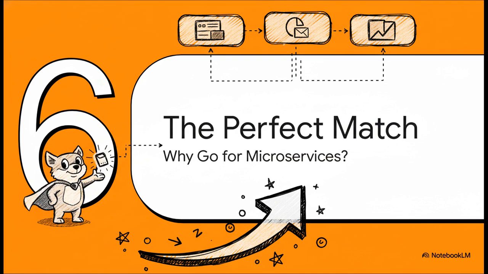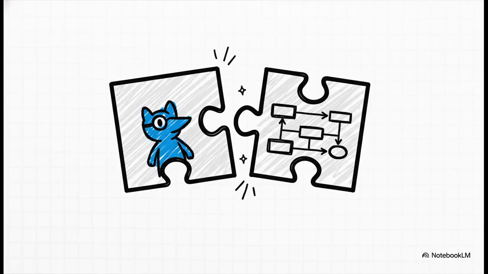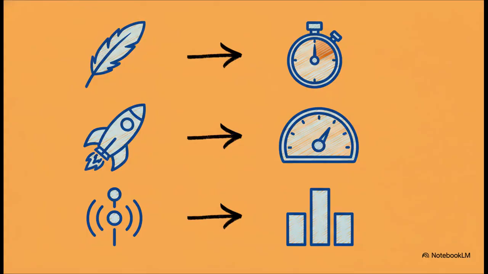Let's just take a step back and connect all the dots. Why was Go such a perfect choice for this job? And this is the absolute key takeaway from all of this. It is not a coincidence that you see Go and microservices together all the time. The best features of the language directly support and even amplify the benefits of this entire architectural pattern. They're a perfect match. Let's break it down.